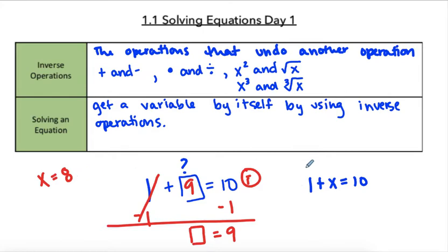Maybe x is 8. Is 1 plus 8 equal to 10? Doesn't work. X equals 3.14159. Is 1 plus 3.14159 equal to 10? Doesn't work. So as we got older, we went away from just saying guess and check. Is 1 plus 8 equal to 10? No. We move on into something that's more reliable. And that's where those inverse operations come in.